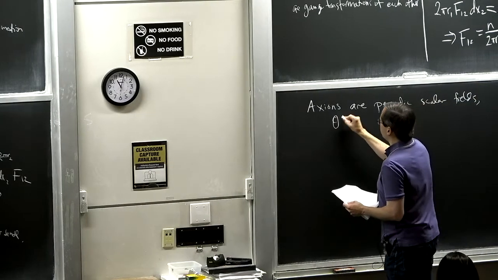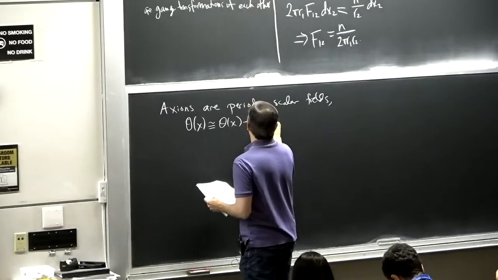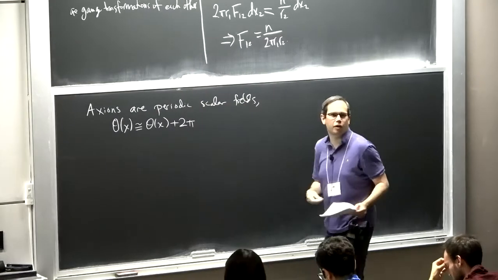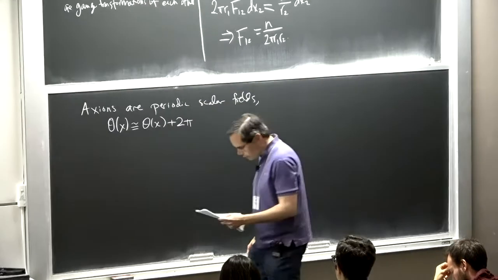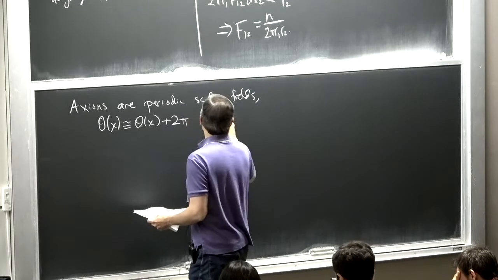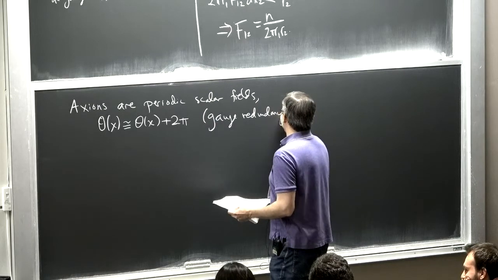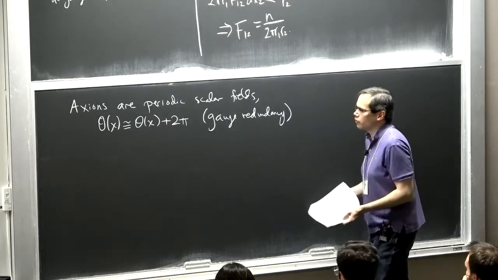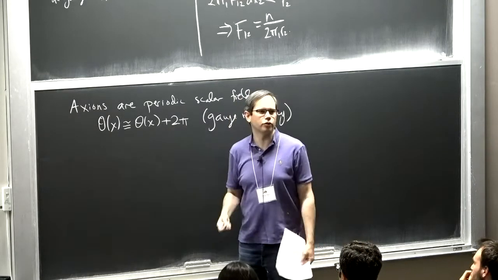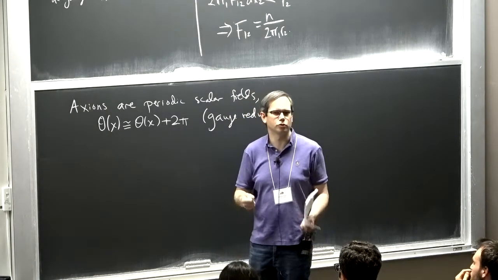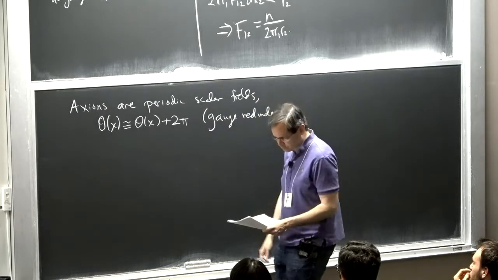What do I mean by periodic? I mean, if I tell you the field value is theta, or I tell you it's theta plus 2 pi, I mean the same thing. There's no difference between those. This is really a gauge transformation, a gauge redundancy. We don't usually talk about scalars as gauge fields, but it's a kind of gauge field in that if I tell you some value or I tell you a different value, they're physically the same thing, in the same way that two different choices of A related by gauge transformations are the same thing.